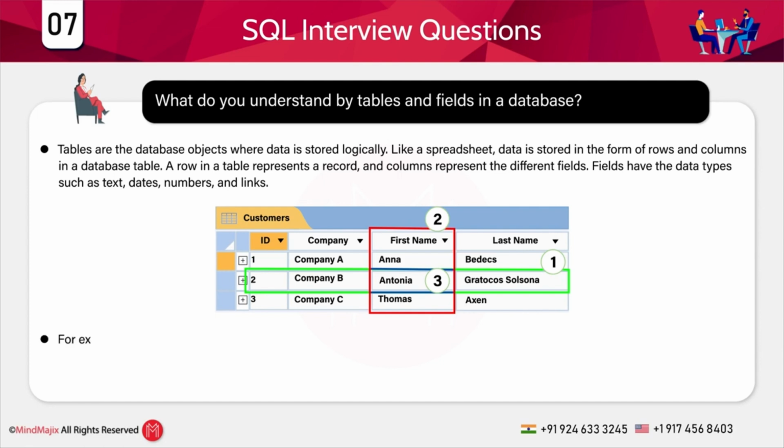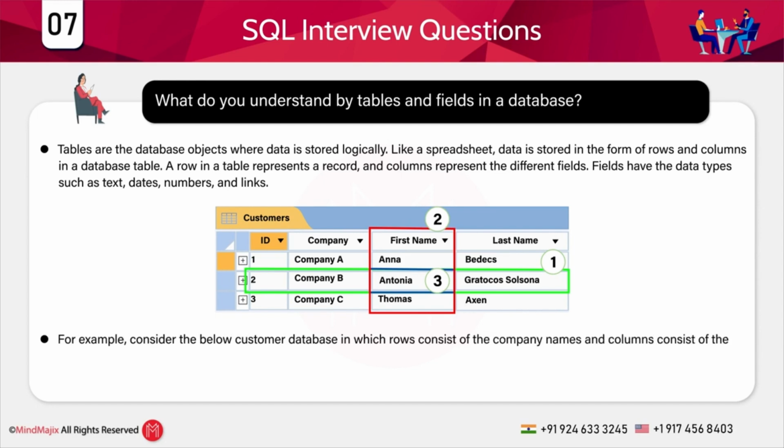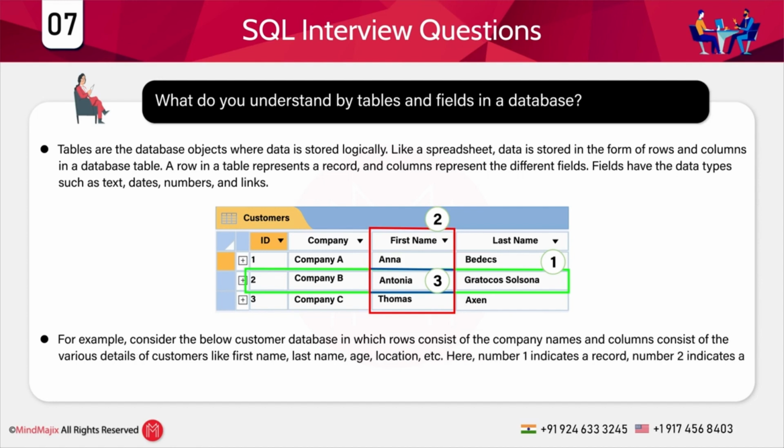Okay, so for example, consider the customer database in the screenshot. And in this screenshot, there are rows which consist of the company names and columns consist of the various details of the customers like first name, last name, age, location, and so on. So here number one indicates a record and number two indicates a field and number three indicates the field value. Okay, so as you can see here, this is the thing that we have just discussed.